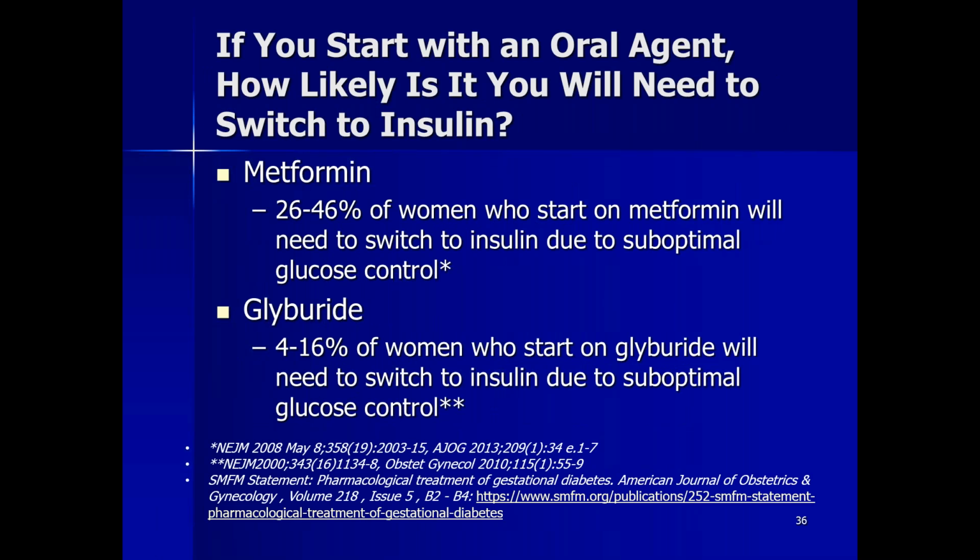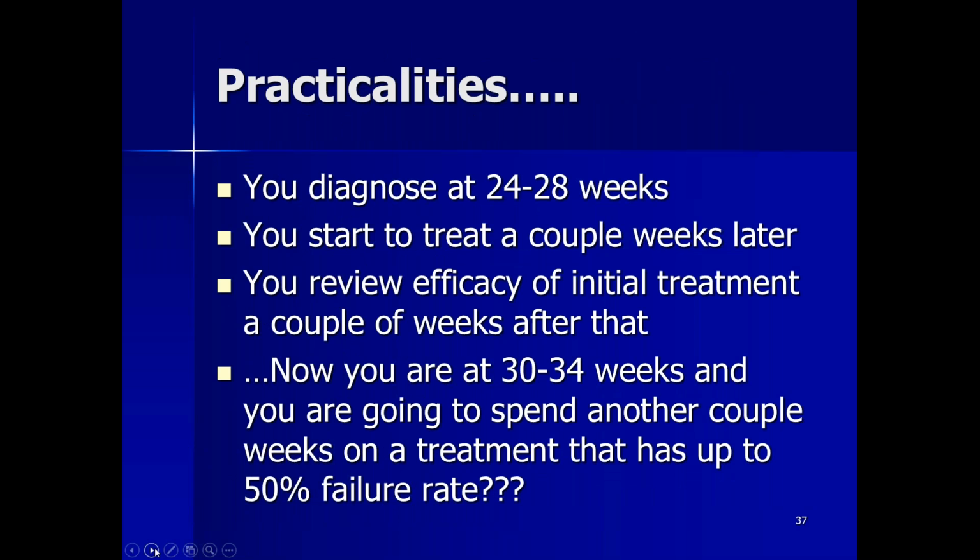Another issue is if you start with an oral agent, you're probably going to have to switch to insulin at some point for a large number of patients. Depending on the study that you look for, and I have a few listed there, anywhere between 26 and 46% of women who start on metformin will need to switch to insulin because they have not been able to achieve glycemic control on metformin alone. Glyburide, those rates are lower, and so again, you would think that that might be a better agent, but it's got its issues as well.